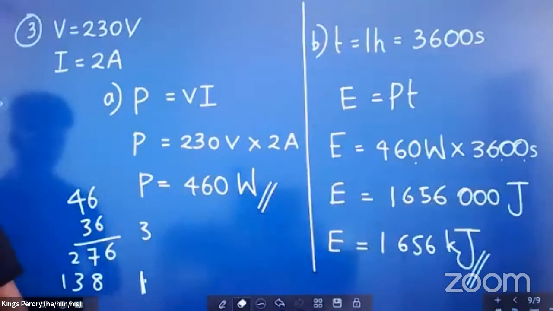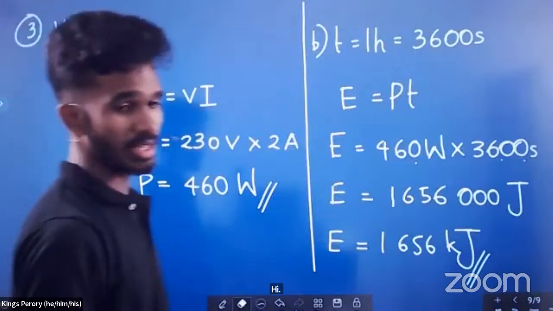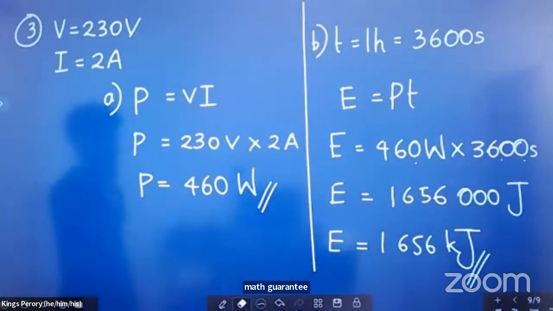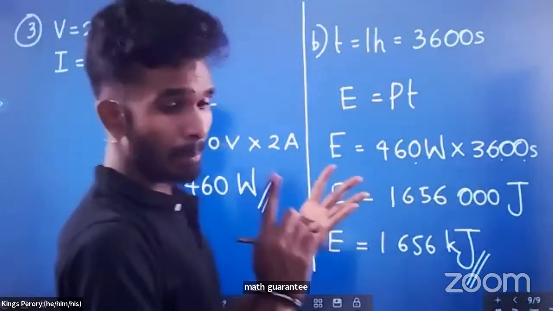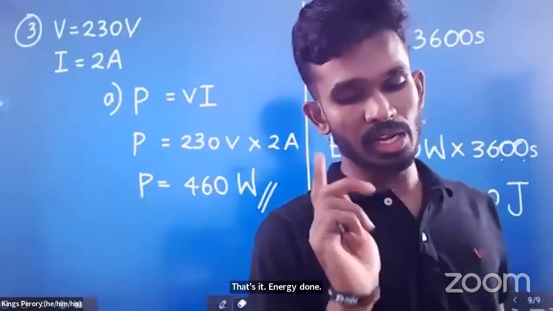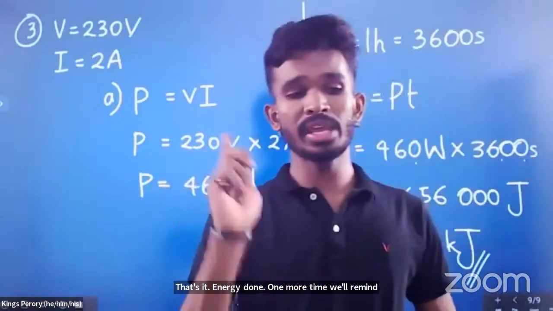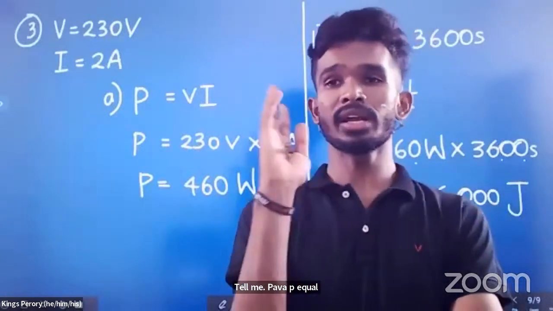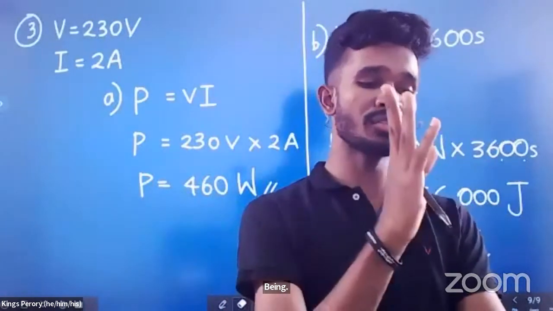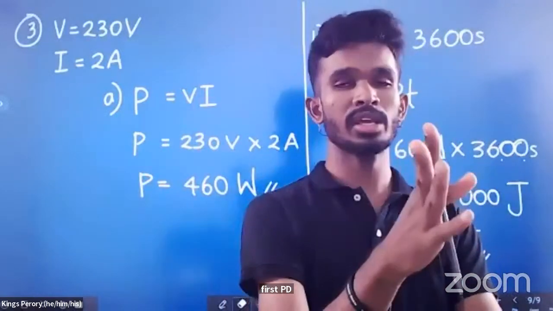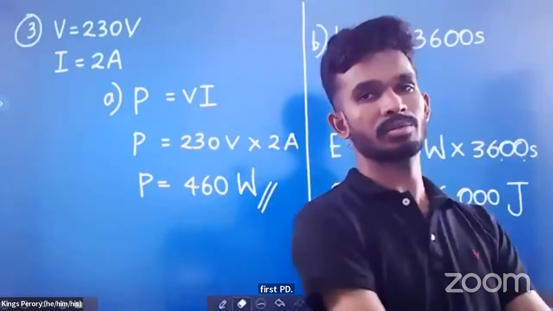Simple question, but maths is there. If you are good at maths, guaranteed place where you can score. That's it. Power done. Energy done. One more time will remind. Tell me. Power, P equal VI. Energy, two equations are there. E equal first equation, PT. Second equation, E equal VIT. That's it.